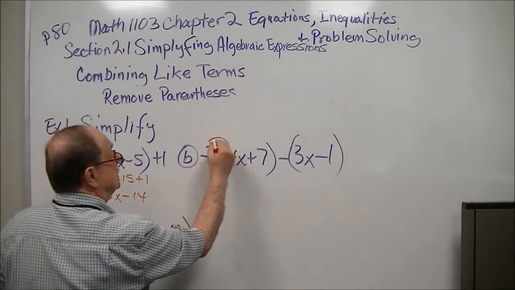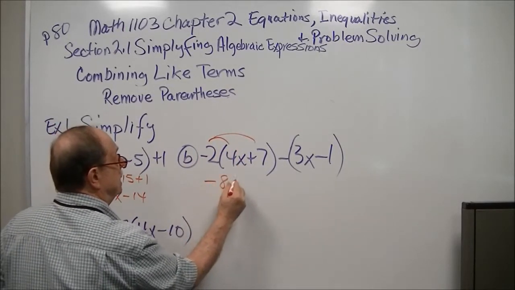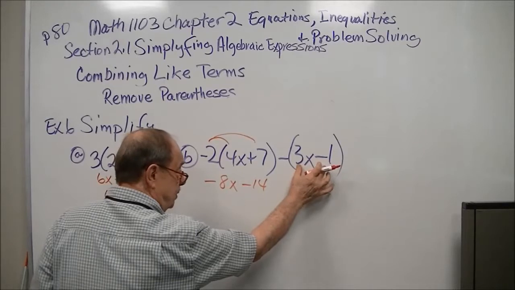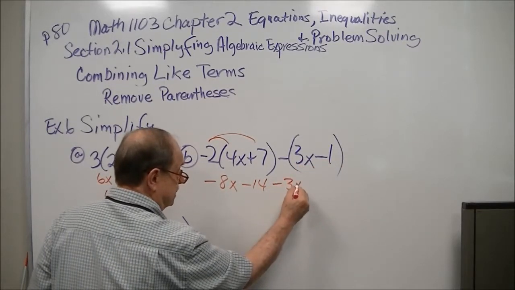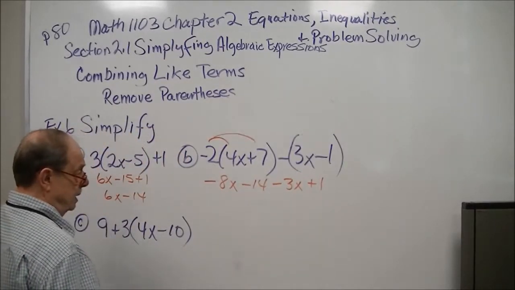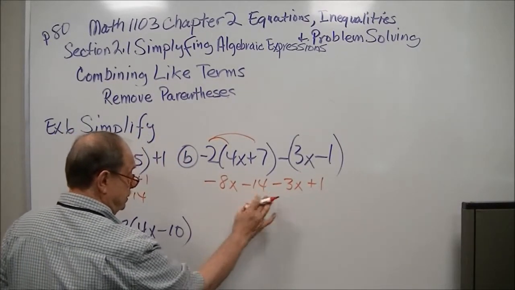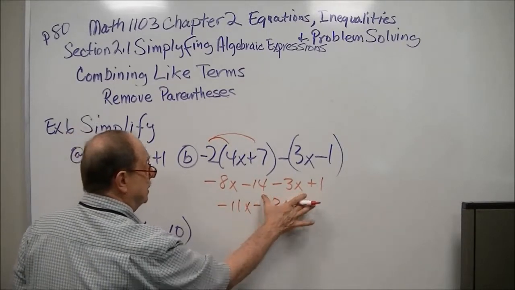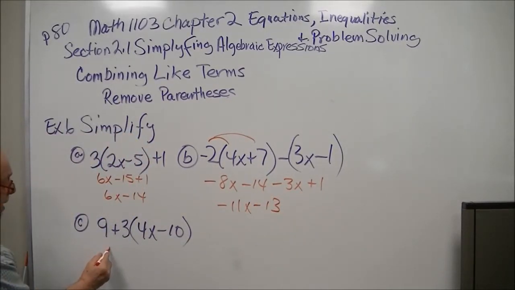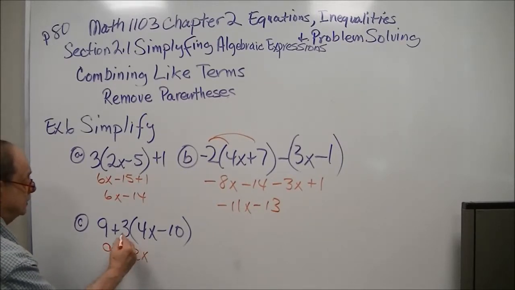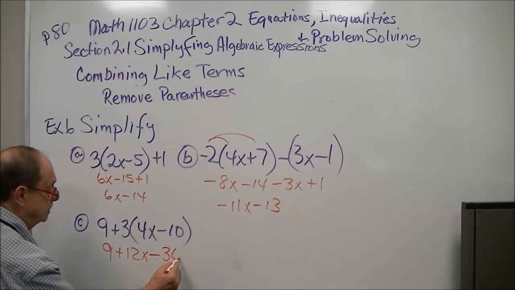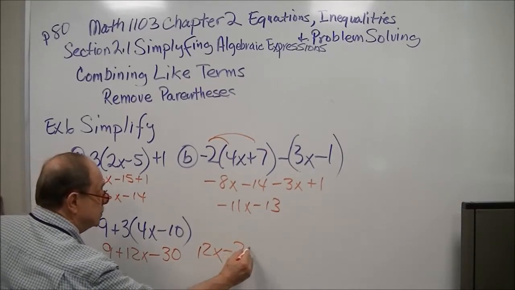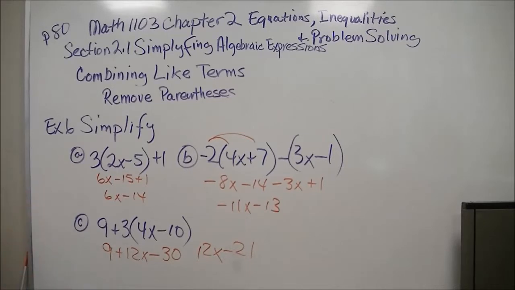Here we're going to distribute, and this gives us a negative 8x minus 14. Here we're just going to get rid of the parentheses by changing both signs. This will become a negative 3x and plus 1. So our like terms now, these two, give us a negative 11x minus 13. Here we have a 9 plus 12x minus 30. Combining like terms, we get 12x minus 21. And it never hurts to check your work.